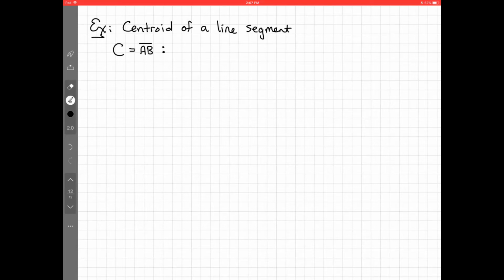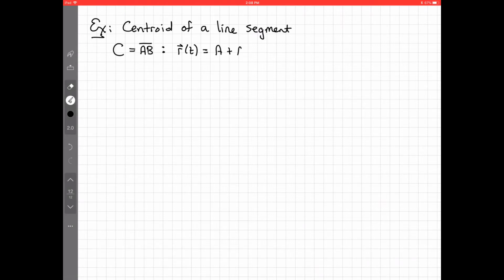Here are a few more examples of computing centroids. First, let's start off with the kind of silly example, silly if you think about it anyway, of finding the centroid of a line segment. So let's let C be the line segment from point A to point B. We'll use the standard parameterization for such a thing.